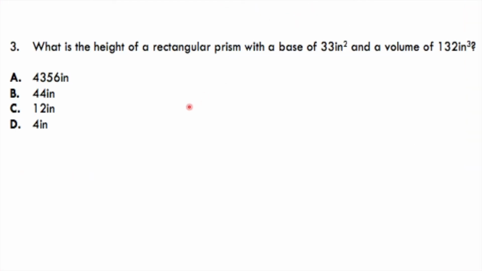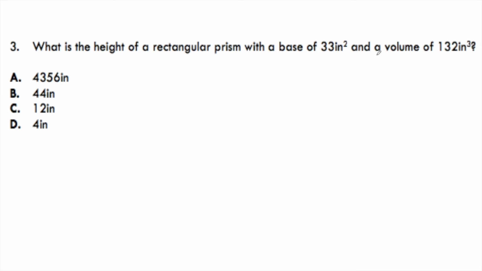All right, moving on to the next part. Question 3 is different. The question's asking us, what is the height of a rectangular prism with a base of 33 inches squared and a volume of 132 inches cubed? Go ahead, just take a couple seconds. What makes this problem different?